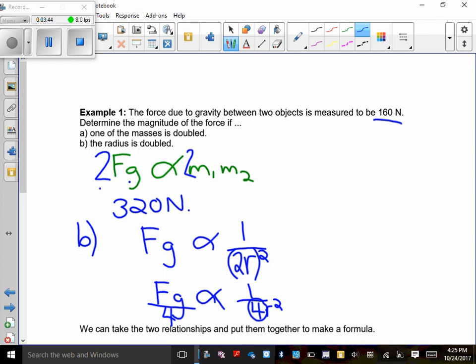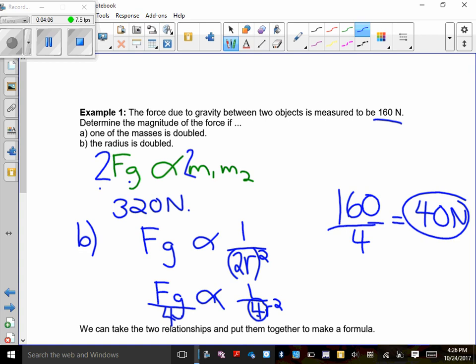What we do to one side, we have to do to the other. So if you double the radius, the force is 1/4 of the amount. So we had 160. Now we need to divide that by 4. Well, 160 divided by 4 is 40. So we're left with 40 newtons. Okay, so just to see that relationship of what happens if we do it to one side and the other.